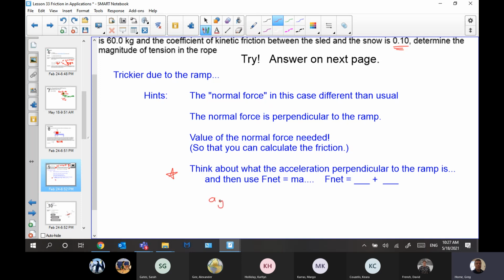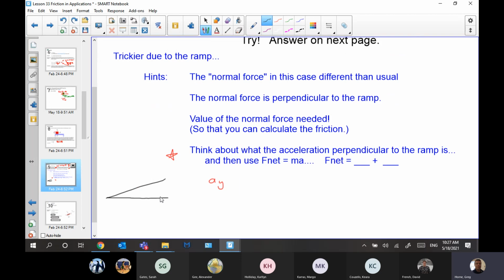So you've got acceleration in the y direction. Let's picture the ramp, an 11-degree ramp. Yeah, 11-degree ramp. And we've got a gravity force down like that. We've got a component of the gravity force in the direction of the ramp, and a component of the gravity force perpendicular to the ramp.